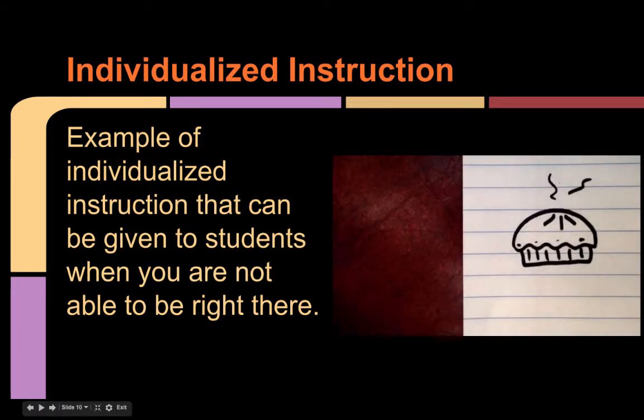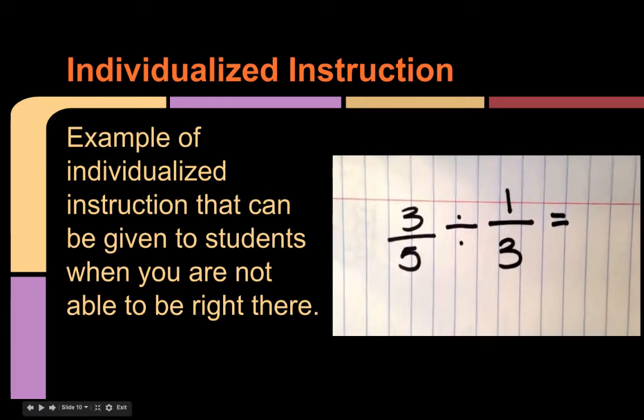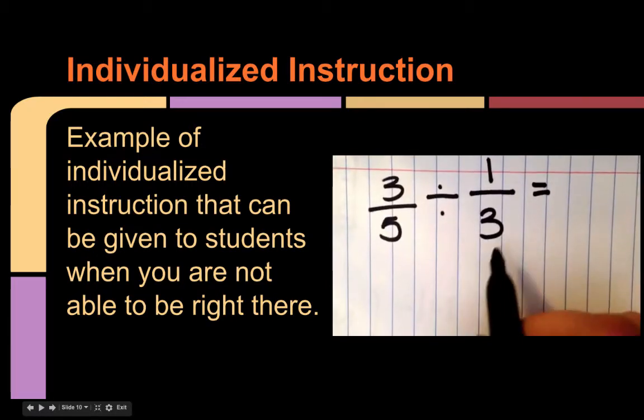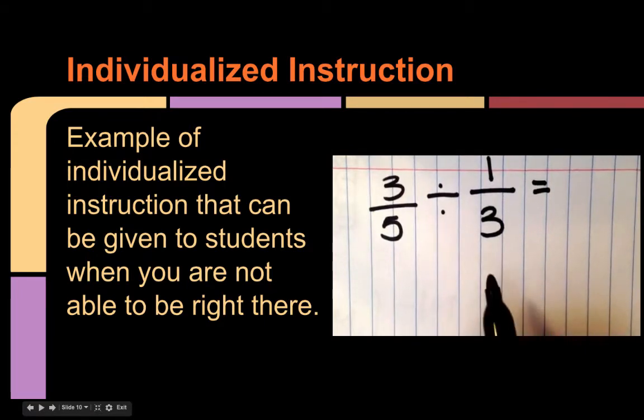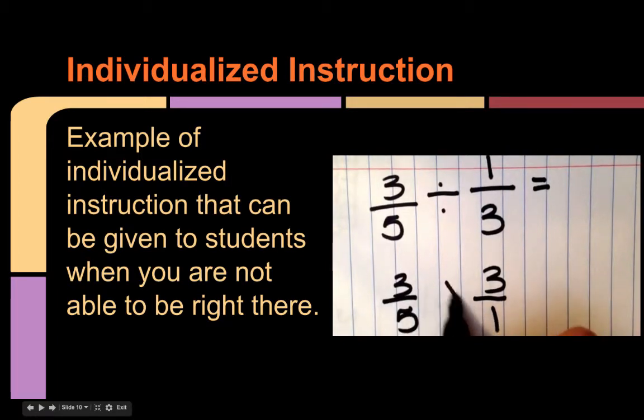Everybody say it with me now. Dividing fractions is easy as pie. Flip the second and multiply. Now try this on your own. Remember to do this. So dividing fractions is easy as pie. You flip the second and you multiply.